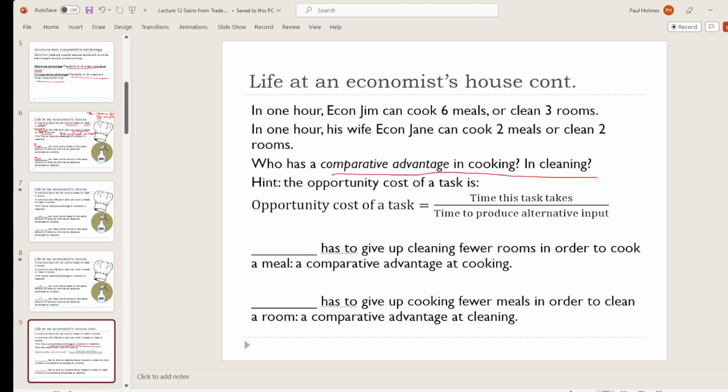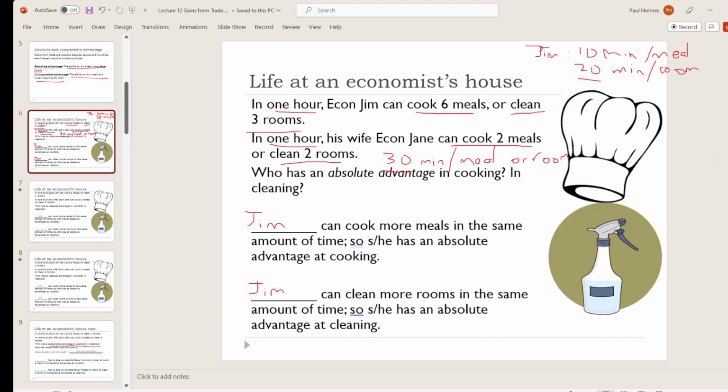Okay, so how can we look at that? Well, comparative advantage means we have to calculate the opportunity cost. It means we have to figure out what we could have done with the time it took us to do this thing. Okay, so let's go back to what we know here. It takes Jim 10 minutes to make a meal. How many rooms does he give up when he makes a meal? Well, it takes him 10 minutes to make that meal. In 10 minutes, he could have only cleaned half a room, right? Because it takes him 20 minutes to clean a whole room, it must take him 10 minutes to clean half a room.